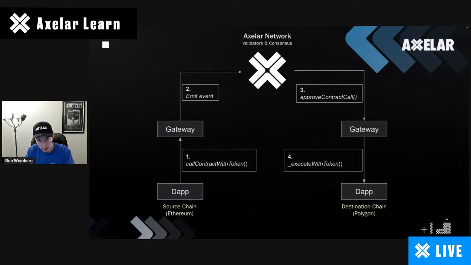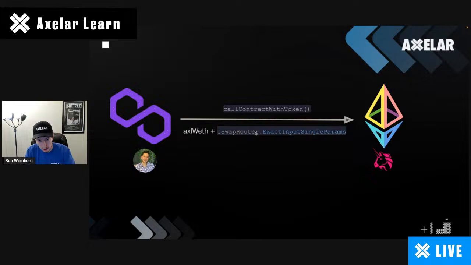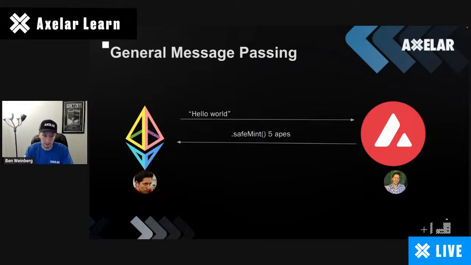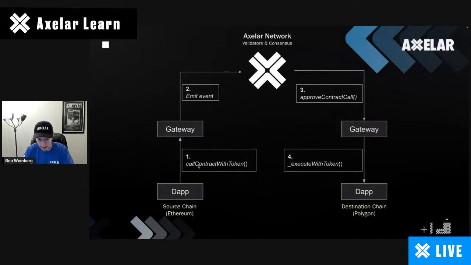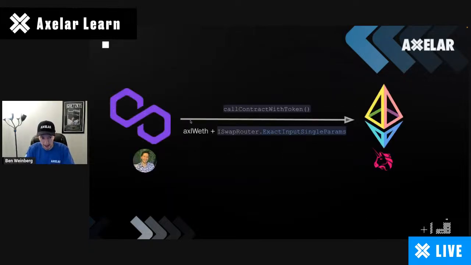So the demo we're going to be doing today using this basic flow is going to be with Uniswap. In this previous slide, I was showing a simple GMP message where we're just passing hello world, or a function called SafeMint 5 Bored Apes. What we're going to be doing here is with the call contract with token function. Remember this function which is exposed by the gateway. We're going to be sending AXL weth, an Axelar compatible version of weth, as well as a message which contains the exact input single params, which is required by the Uniswap swap router contract to conduct a swap.